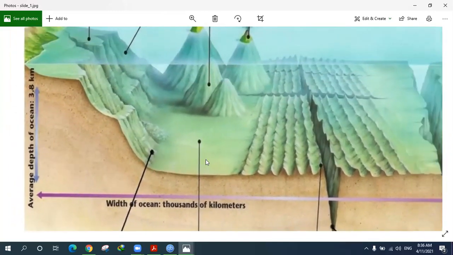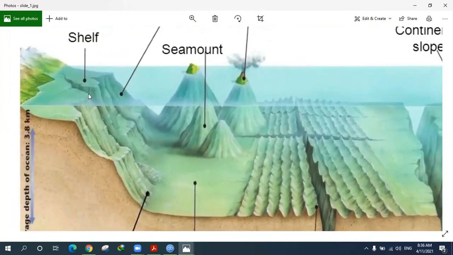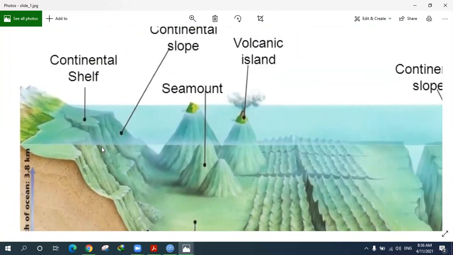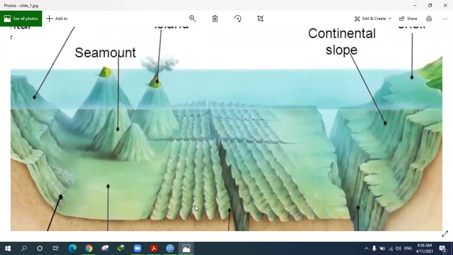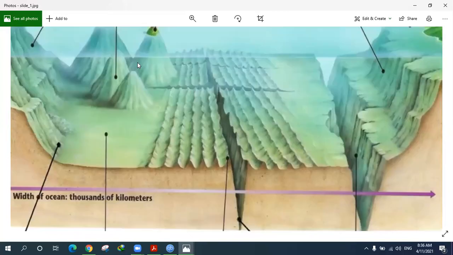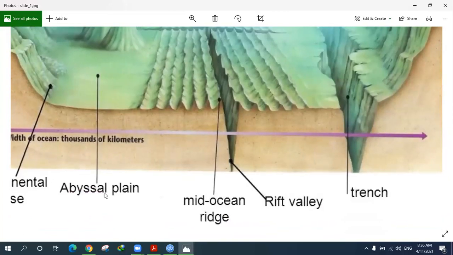So in here we have, again, the continental shelf and the continental slope. It's moving down steeply. And then we have the continental rise, where all the sediments are piled up on top of each other. After that, we have this huge part of the ocean floor, which we call the axial plane.